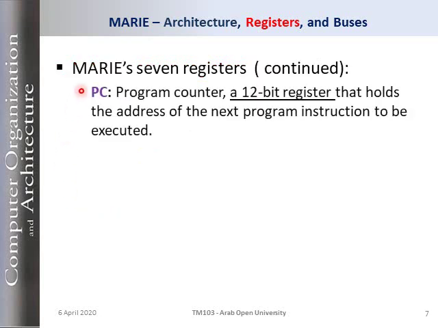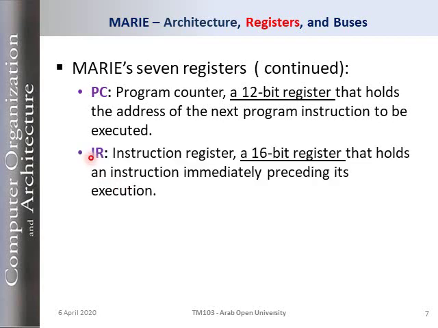The next register is PC, program counter. It's a 12-bit register that holds the address of the next program instruction to be executed. So the program counter holds the memory address of our next instruction. Where is our next instruction? Where is it stored in the memory? The memory address is stored in the program counter.